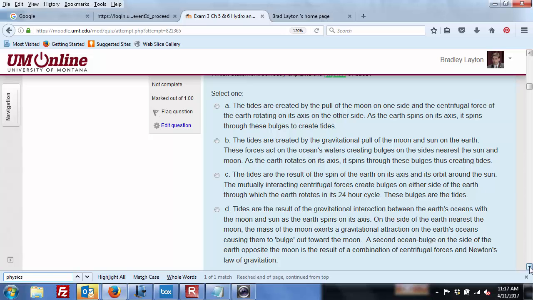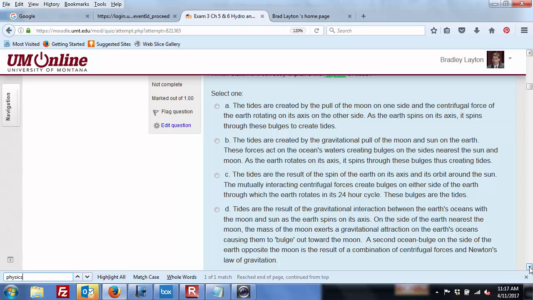Tides are created by the pull of the moon on one side, and the centrifugal force of the Earth rotating on its axis on the other. As the Earth spins on an axis, it spins through these bulges to create tides. Yeah. So that doesn't sound exactly wrong. Let's go to the next one.